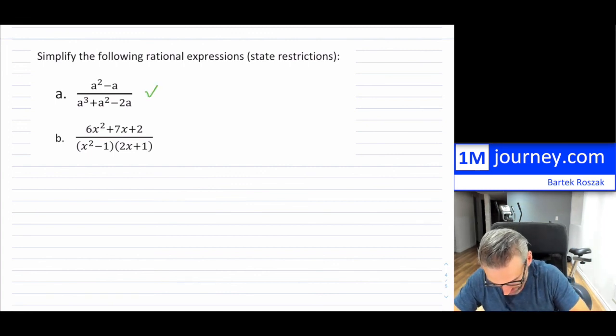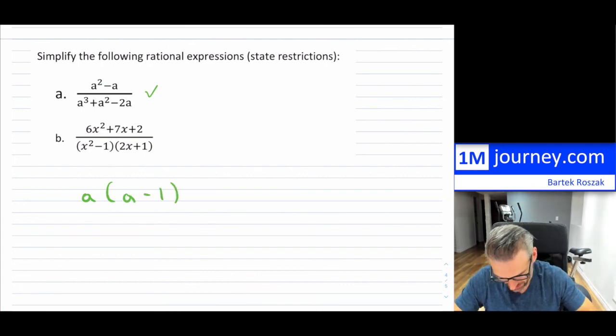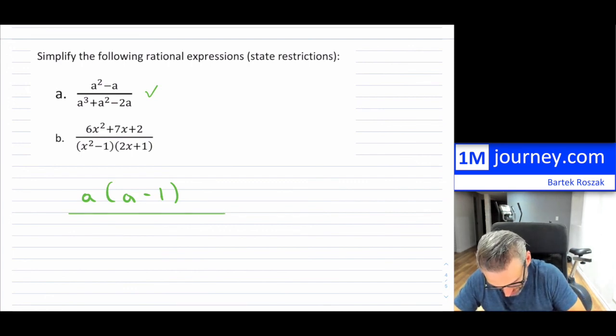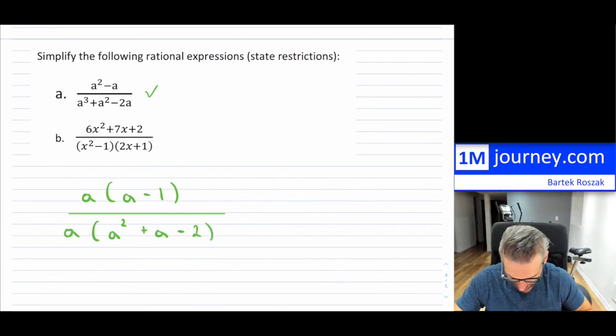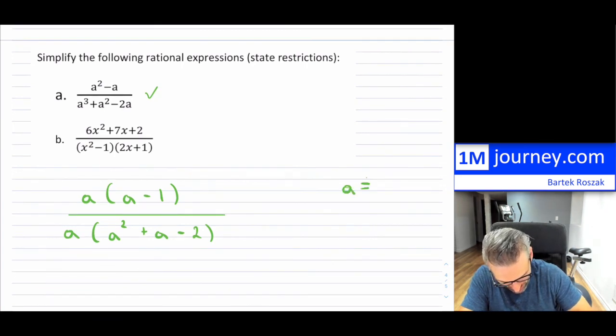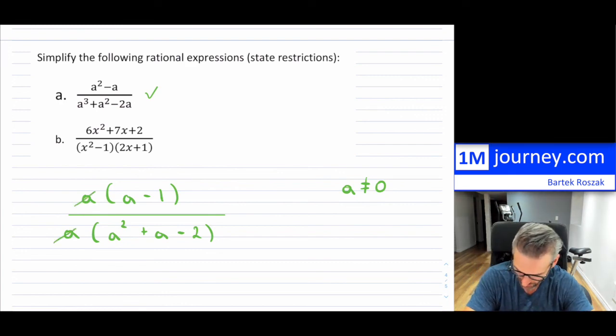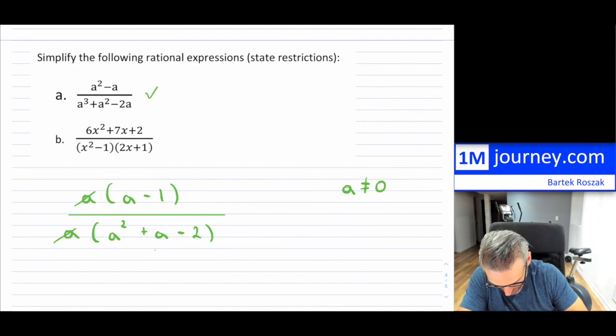So let's take the numerator. I can see that it has a common a. I'm going to take that out of there. That's my numerator. Now the denominator also has an a, and it gives me a squared plus a minus 2. So that's the a's. So my first restriction: a cannot be equal to 0. I'll do that before these two cancel. That would have been one of my restrictions if this was a function in a domain and the input was a.